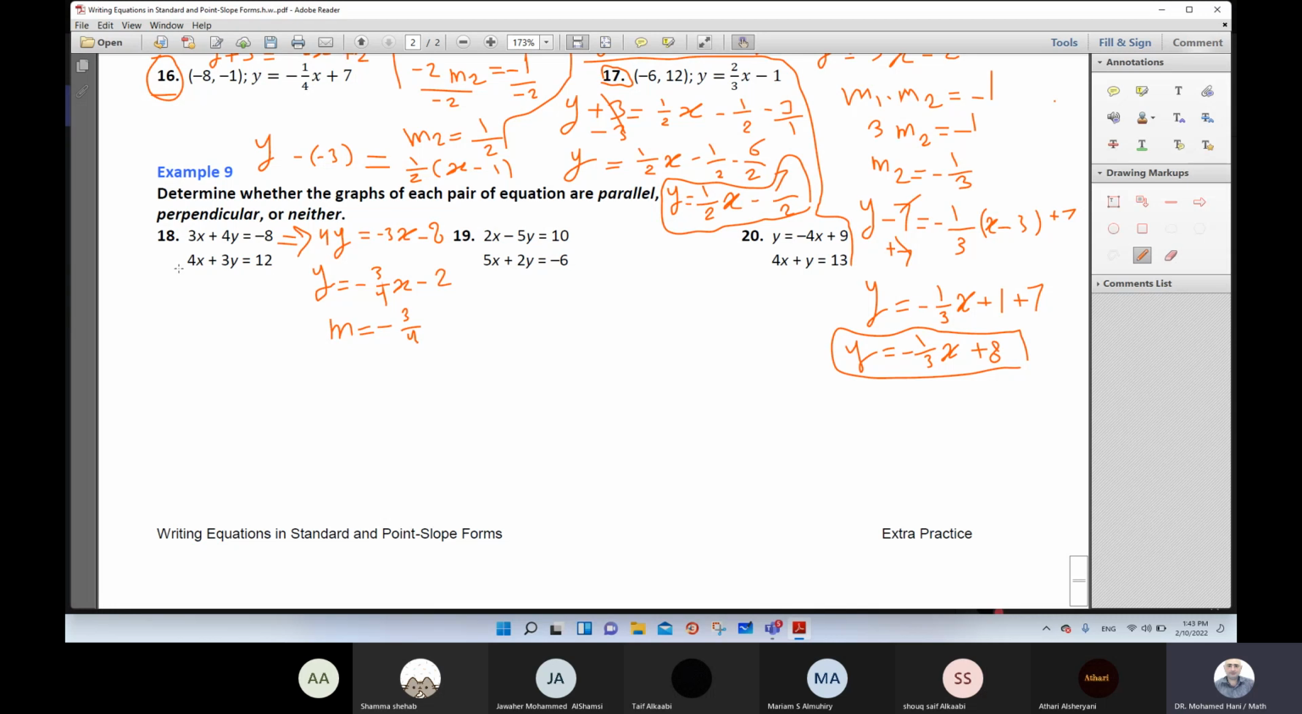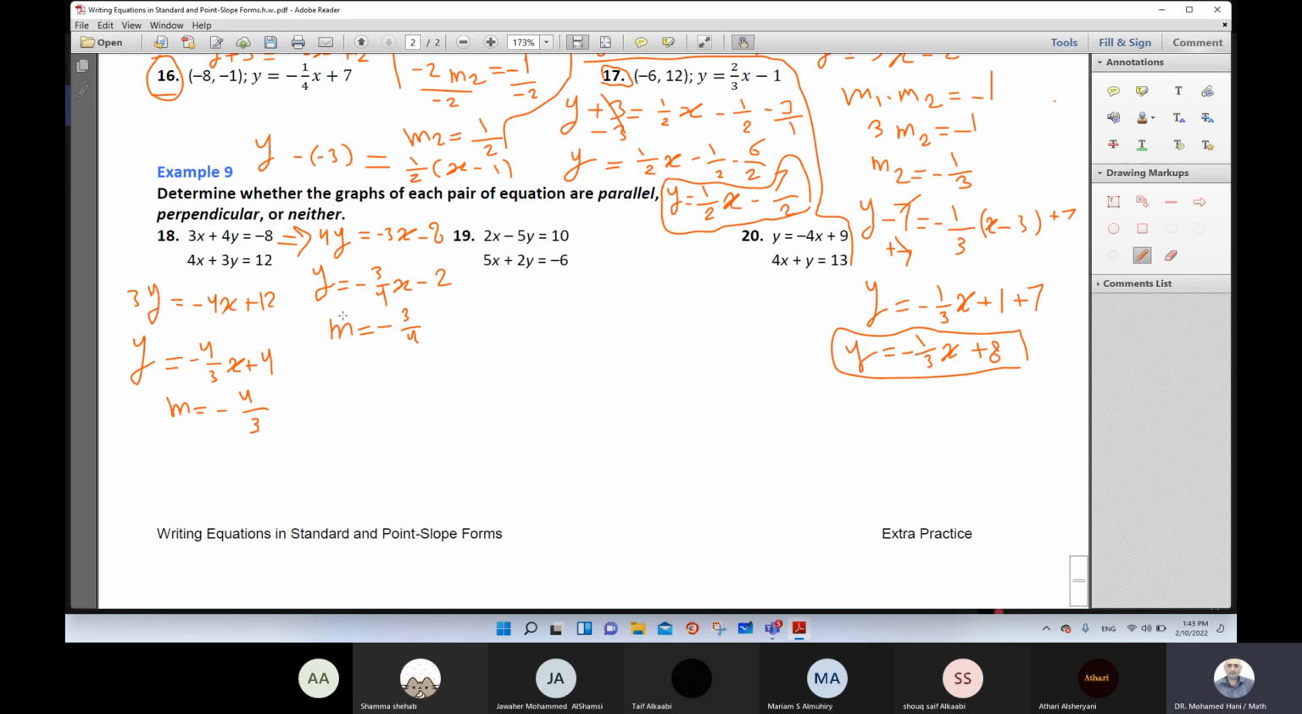Then we want to do the same step in the second equation. Keep here 3y equal, take 4x to the second side will be negative 4x plus 12. Then divide the two sides here by 3. So y equal negative 4 divided by 3 x plus 12 divided by 3 will be 4. So what is the slope in this equation? m equal negative 4 over 3.